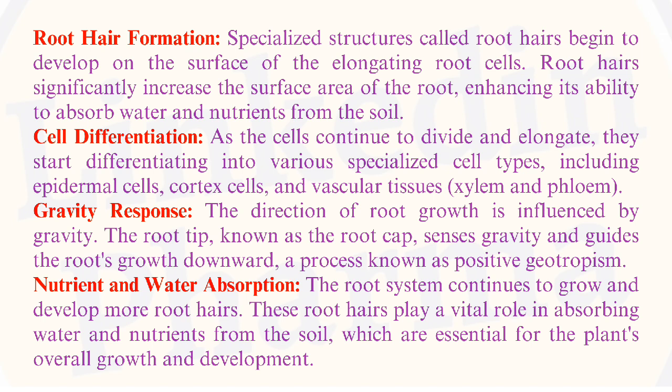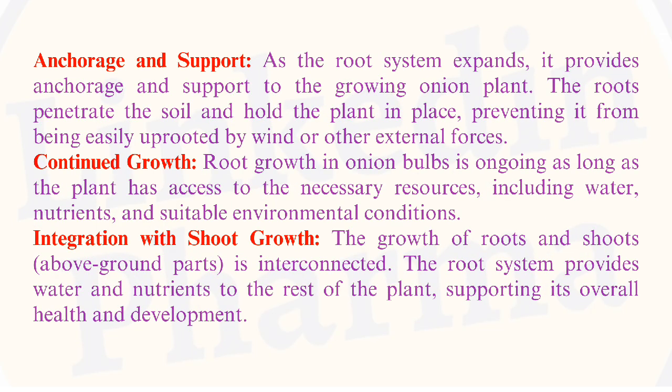Nutrient and water absorption. The root system continues to grow and develop more root hairs. These root hairs play a vital role in absorbing water and nutrients from the soil, which are essential for the plant's overall growth and development. Anchorage and support. As the root system expands, it provides anchorage and support to the growing onion plant. The roots penetrate the soil and hold the plant in place, preventing it from being easily uprooted by wind or other external forces.